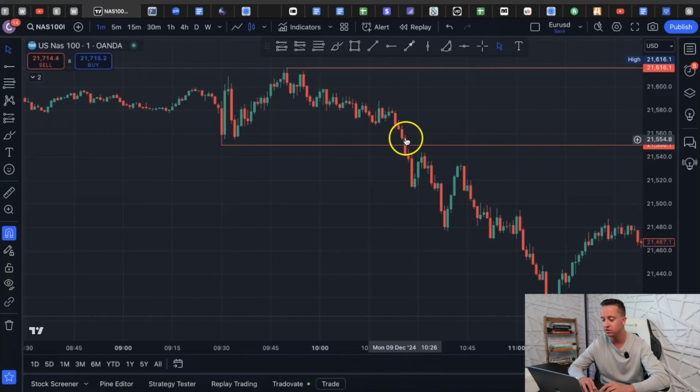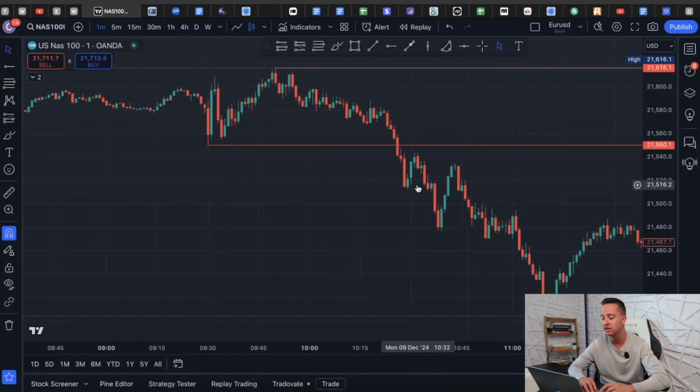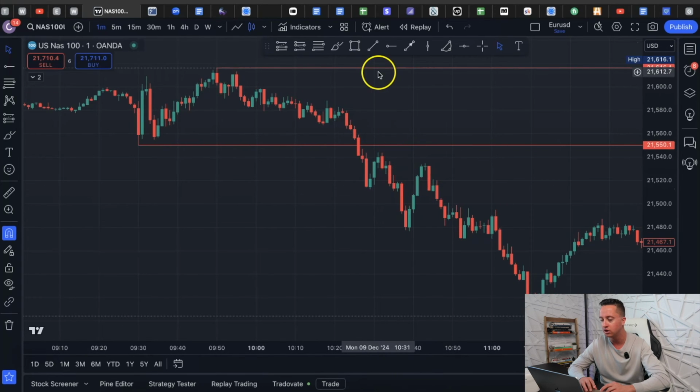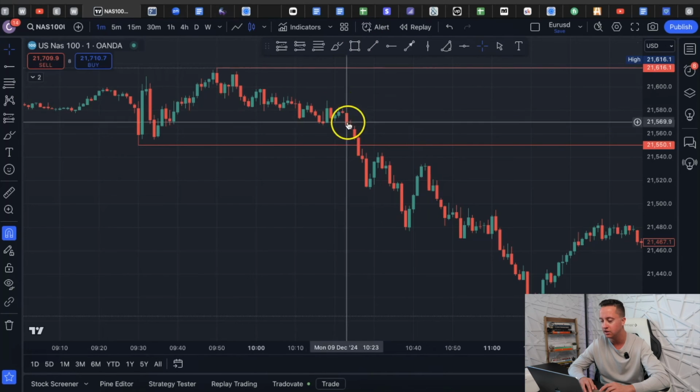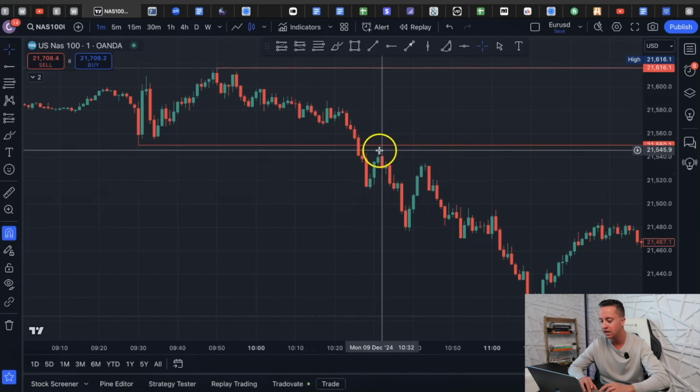So that's where you could see we hit that. The body of this candle closes lower than this low right here. Now we have proof that we are in a downtrend. What are we going to look for? We're going to look for a lower high. So what can we see right here? We have this lower low right here, lower high.